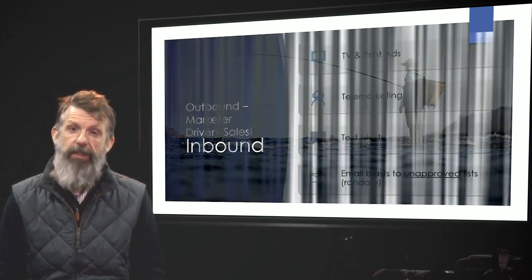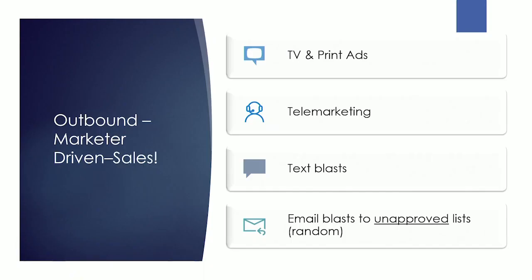The opposite of this is outbound. Outbound includes things like TV and print ads, telemarketing, text blasts, and email blasts to unapproved lists.